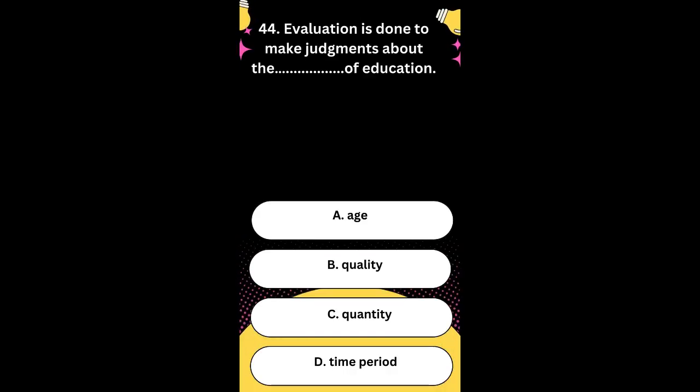44. Evaluation is done to make judgments about the ___ of education. A. Age. B. Quality. C. Quantity. D. Time period.